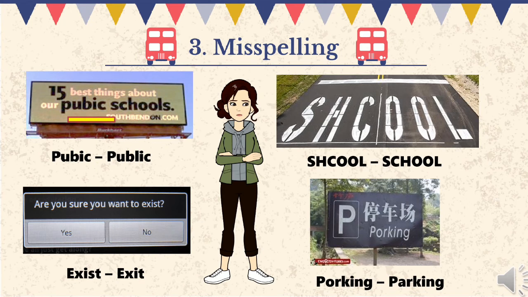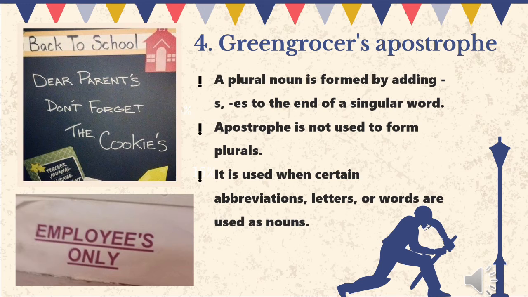The third common error that we always detect in daily life is misspelling. I'm sure that we are familiar with these errors as it sometimes happens to us. There are many reasons that contribute to spelling errors, for example, mistranslation, carelessness, or limited vocabulary. The misspelling of a word may confuse the users because it changes the meaning of the sentence and is misunderstood by the readers. Next, the greengrocer's apostrophe.